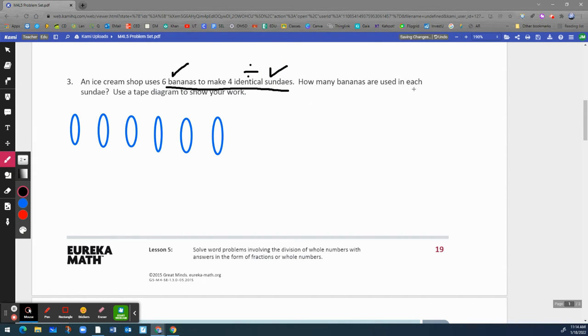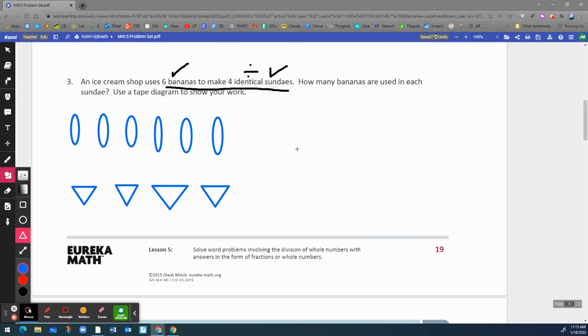How many bananas are used in each sundae? Well, if you're going to make 4 sundaes, let's pretend these are the sundaes. I'm going to make this shape upside down. So it's going to be sundae number one, sundae number two, sundae number three, and sundae number four. So remember, each of them gets a banana. 6 bananas are split between them.